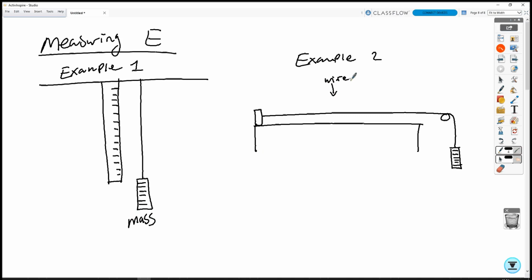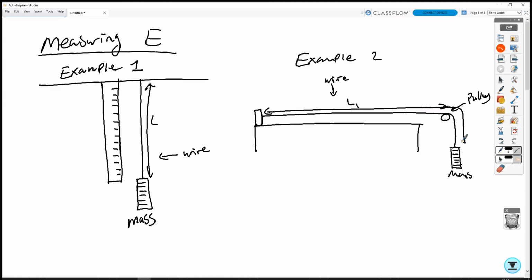So that's our wire, that's our mass, there's a pulley here, that's our wire again. The length of the wire is measured from the top to the bottom. In this case, the length of the wire is the sum of that length, or I should do it like this actually. This would make it better. So it's the entire length of the wire from there to there. And call that the length.